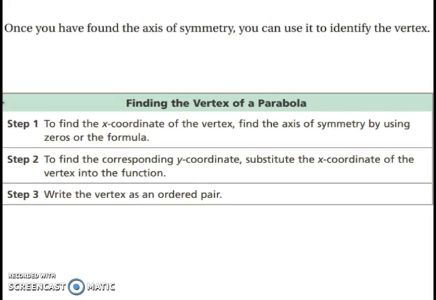Once you have found the axis of symmetry, you can use it to identify the vertex. Do you remember the discussion about how the x part of your coordinate is your axis of symmetry? Well, once you have your x part of your coordinate, you can simply plug that into your function and get your ordered pair. So you would substitute your x value in and then solve for y, and you would get your ordered pair. So let's try it.